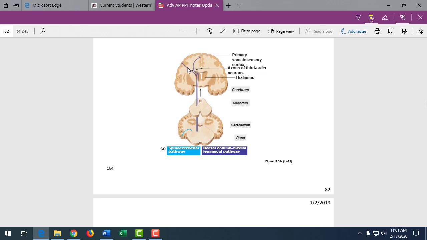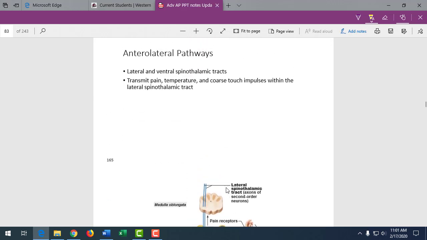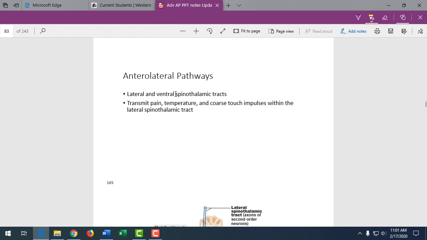So this gives us sensation of, oh, something is touching my foot, or something is touching my arm, or I'm having pain in my elbow, or I'm having pain in my back. We have these sensory pathways telling us different pieces of information. So what I want you to know is the name of the pathway. So the spinal thalamic tracts carry information about pain, temperature, and coarse touch.